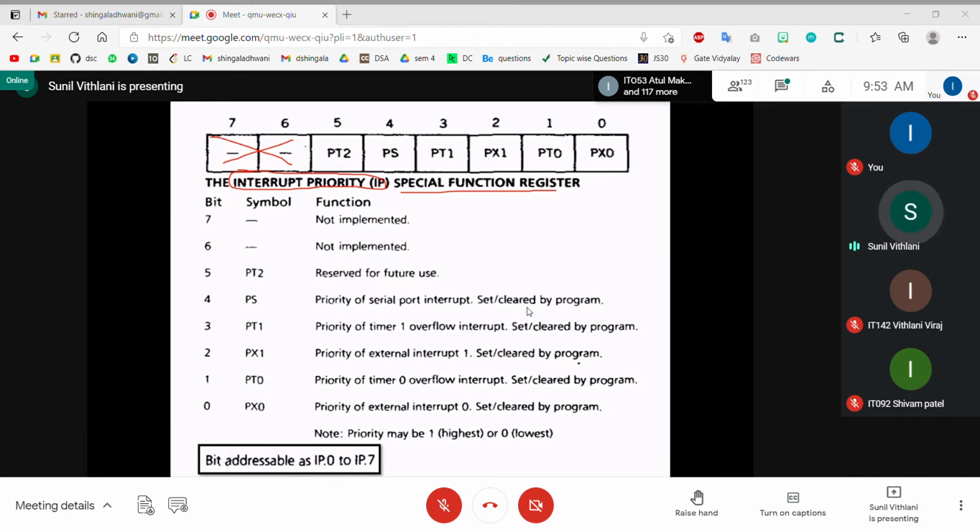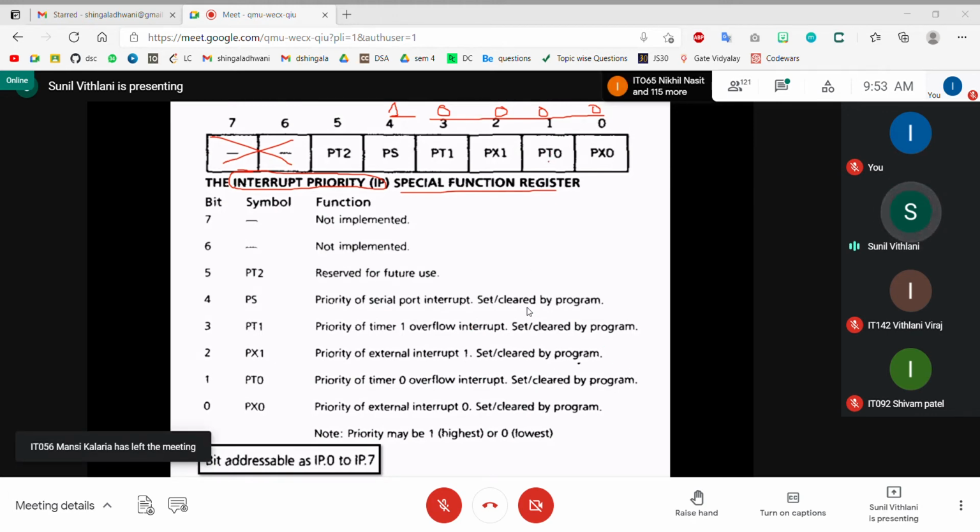If a particular bit is 1, then it has higher priority as compared to bits which have value 0. So if you want to provide higher priority to, let's say, serial communication, we will make this bit 1 and keep all others 0. यहाँ पे 0 का मीनिंग उसको डिसेबल नहीं करेगा, इसकी प्रायोरिटी लो करेगा. It makes its priority lower as compared to serial port interrupts.